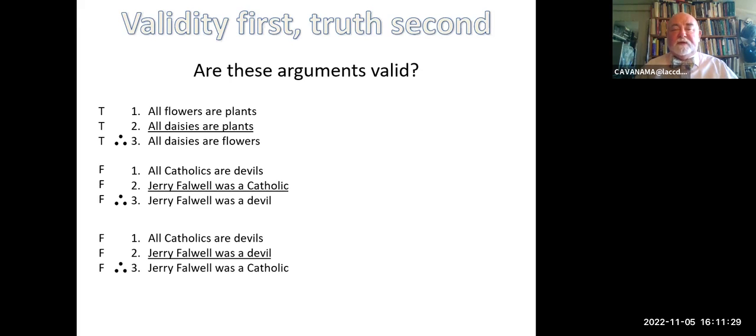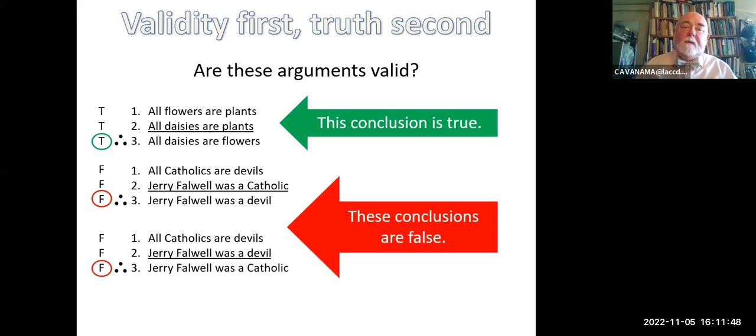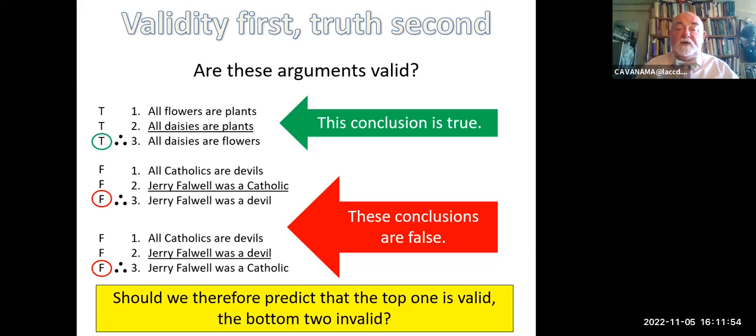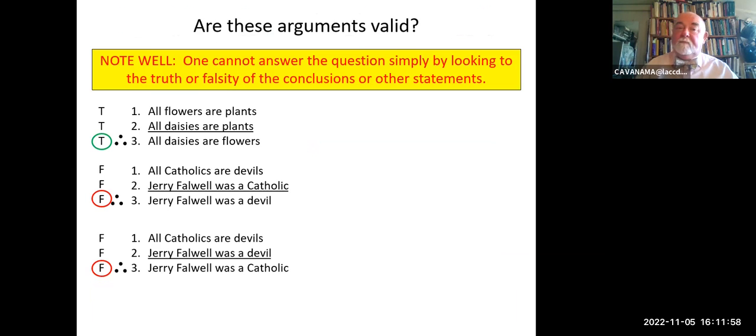So maybe the intuition is to say, well, that's probably a valid form of reasoning. The second one, though, not only is the conclusion false, but the premises are false, and the third one likewise. So the intuition there is probably that these are not good arguments. Neither of them are. In the first one, the conclusion is true. In the second two, the conclusions are false. Should we therefore predict that the top one is valid and the bottom two are invalid?